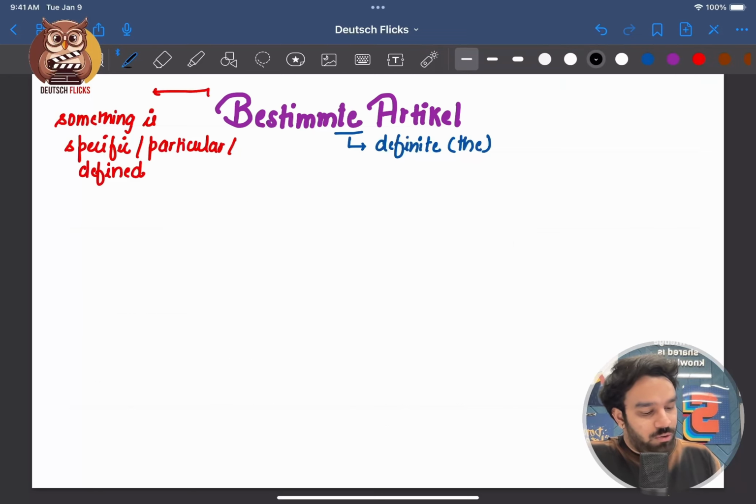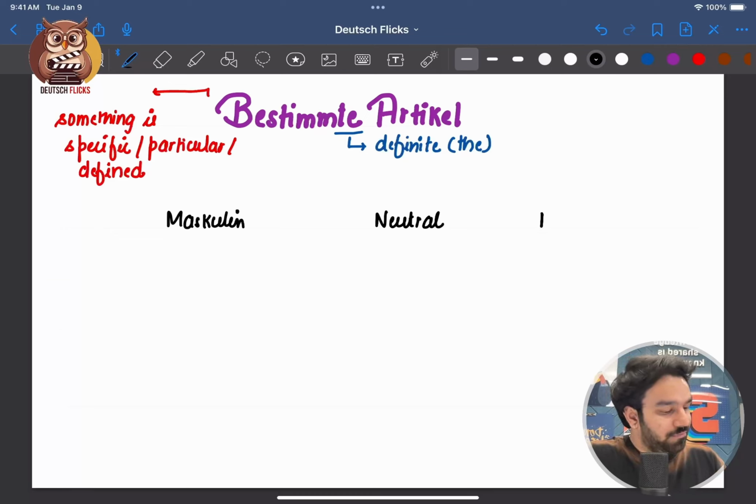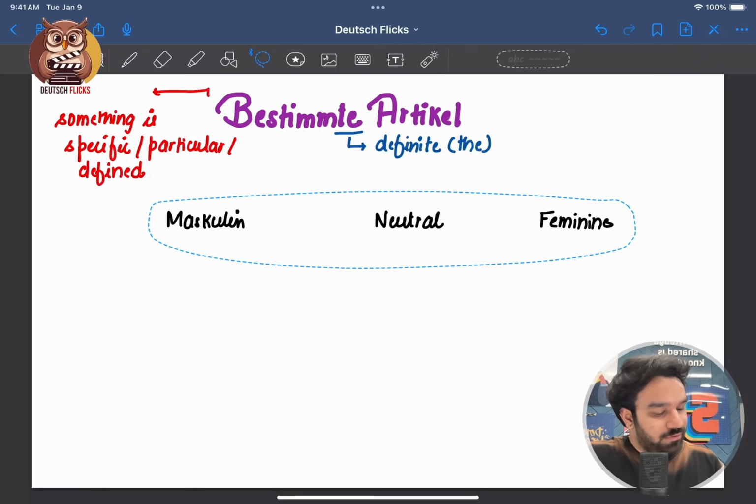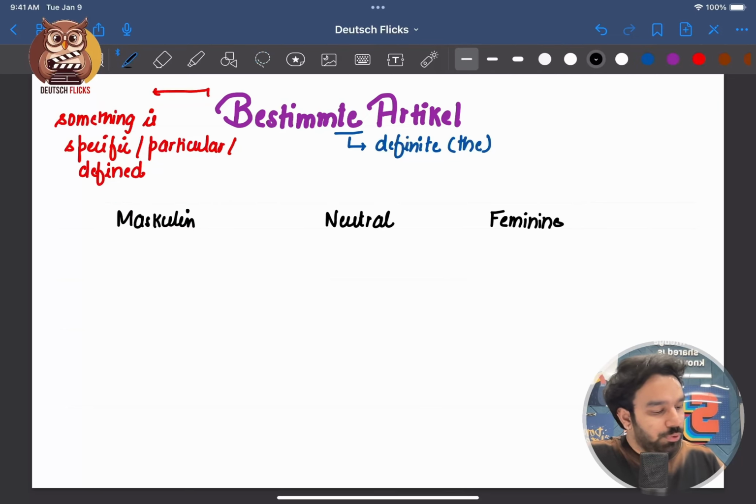So I'll write all our genders. We have 3 genders in German: masculine, neutral, feminine, and correspondingly we will also have a plural version.